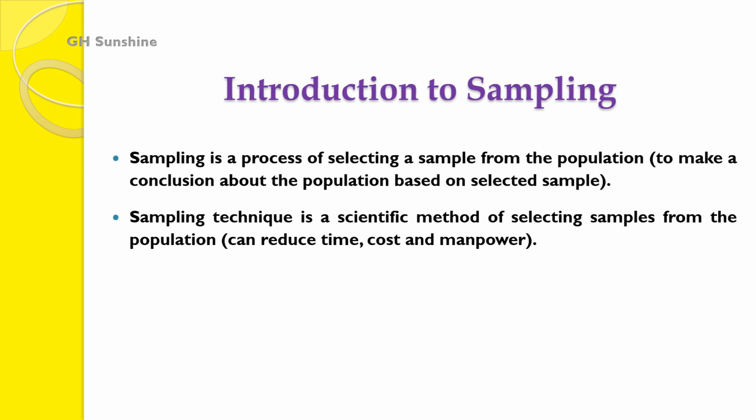Now we proceed to introduction to sampling. The word sampling is a process of selecting a sample from the population, which means that the researcher wants to make a conclusion about the population of interest based on the selected sample. Then the sampling technique is a scientific method of selecting samples from the population. So, if the researcher selects a sample from the whole population, he can reduce time, cost, and also the manpower.